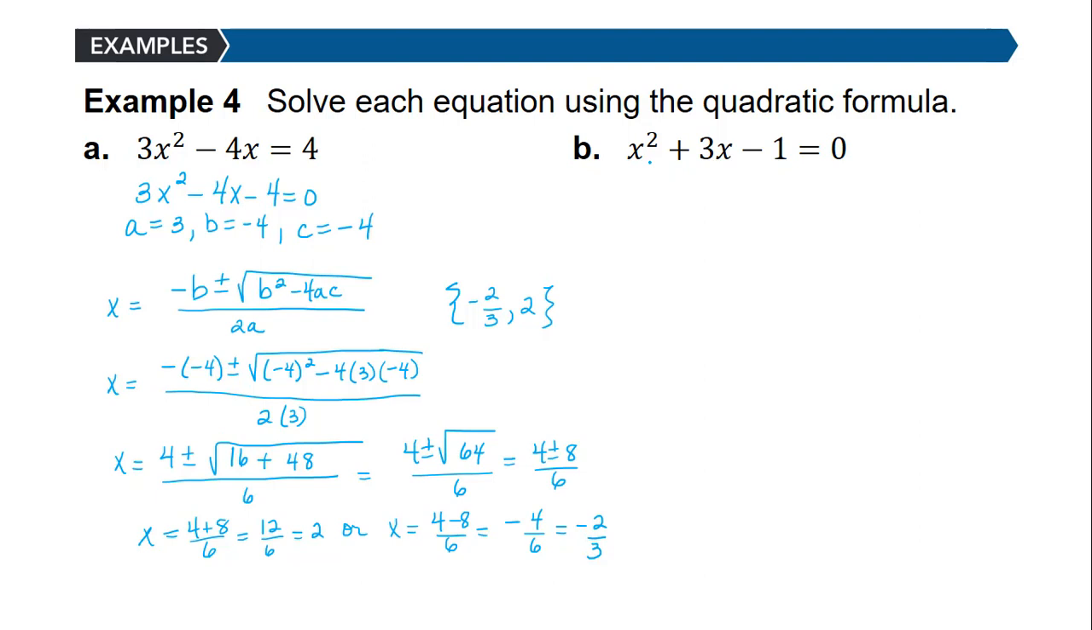Let's look at another example. If we have x squared plus 3x minus 1 equals 0, this is in standard form. So a would be equal to 1, b is 3, and c is negative 1.